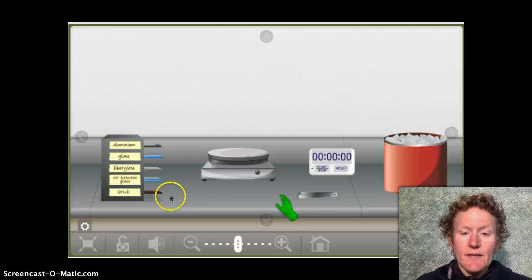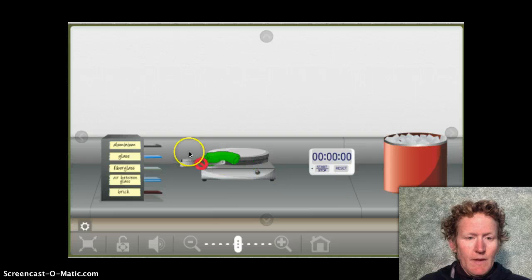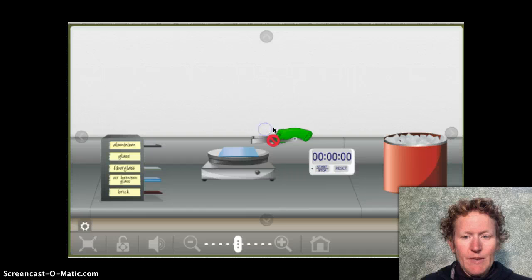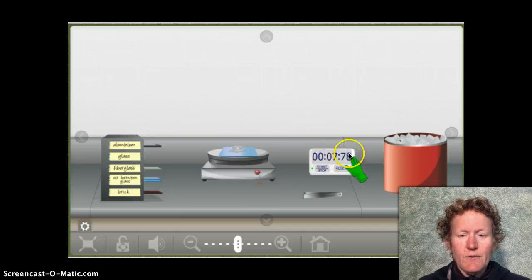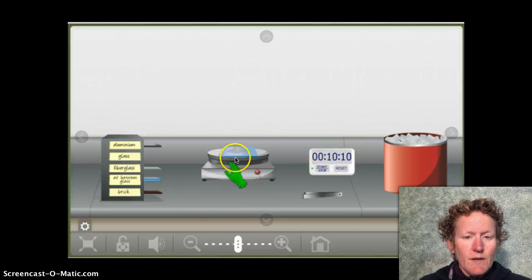So we're going to pick up the tongs. We'll start with glass, put it on the hot plate. We'll grab an ice cube here, put that on the hot plate, turn on the hot plate, and then turn on the timer. And we're going to see how long it takes for the ice cube to melt. This is seconds here, and this is hundredths of a second. So we're watching how well the glass conducts the heat from the hot plate to the ice cube.